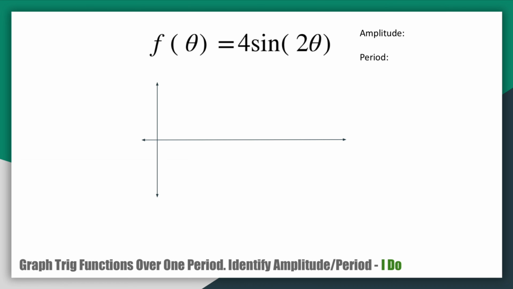All right, so our amplitude is 4. This is a sine function. So we have an amplitude of 4. We're going to calculate our period. So 2 pi divided by 2 is equal to just pi. So that means we do a full back and forth every 1 pi now, not every 2 pi's.